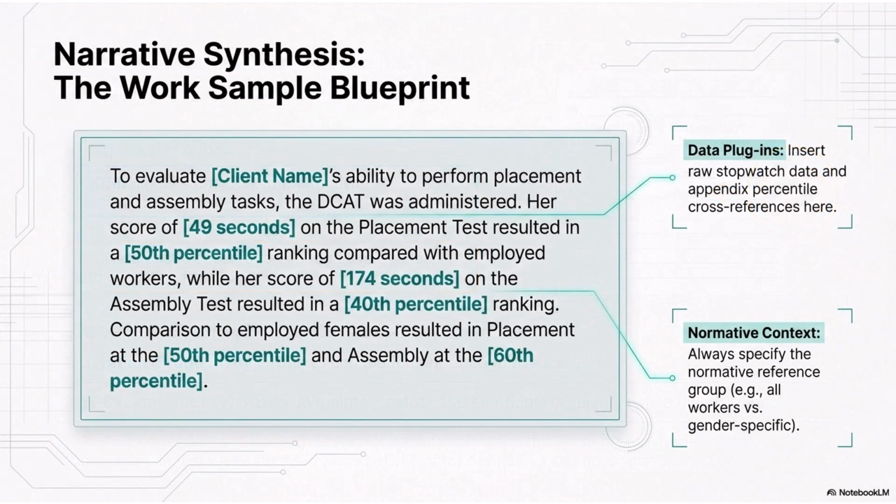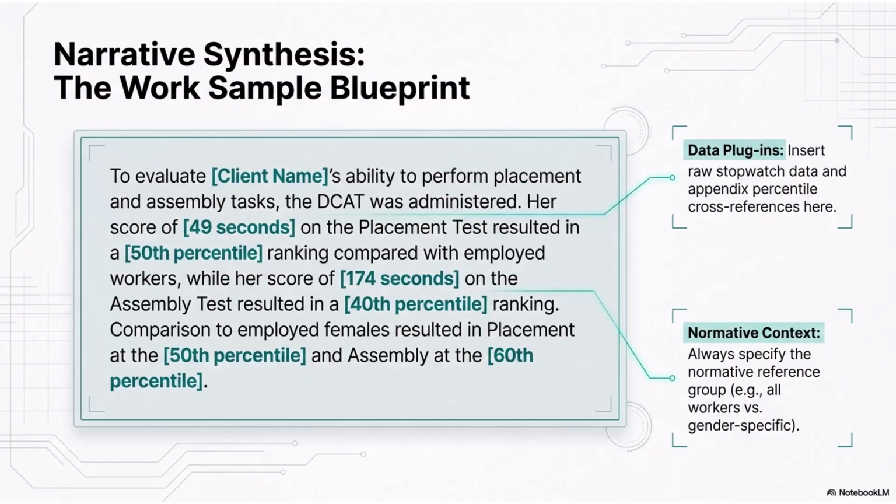Finally, we must write our report. This slide shows the work sample blueprint. Your narrative should directly plug in the raw stopwatch data and your DCAT 2 professional manual appendix cross-references. For example, her score of 49 seconds on the placement test resulted in a 50th percentile ranking.